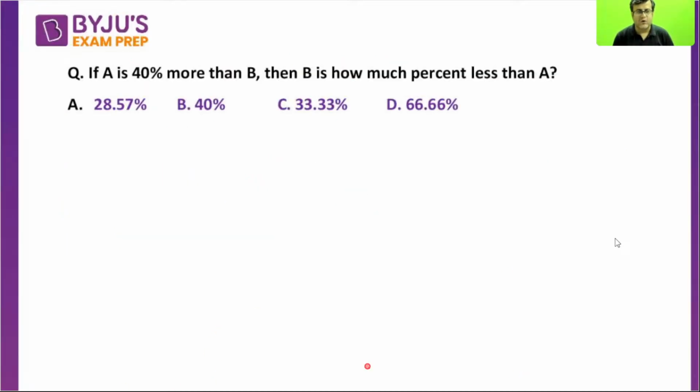Do it now. Everybody come to this example now and do it. If A is 40% more than B, B is how much percentage less than A? Only 31% of students are able to answer, so everybody please concentrate.